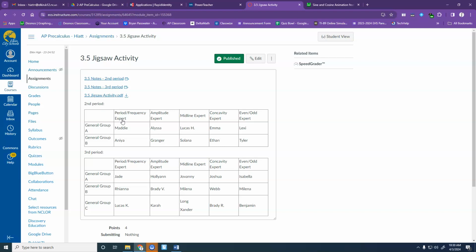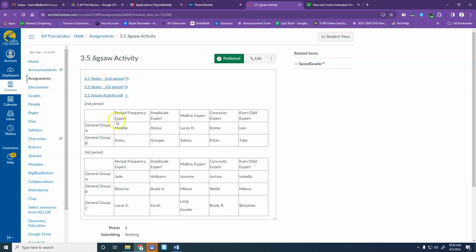So the way jigsaw activity works is you have an expert group, and then you have a general group that you're going to go to. So in a moment, we're going to split into our expert group. I am not really going to teach you this with notes like I normally do. We are going to go to our expert group.